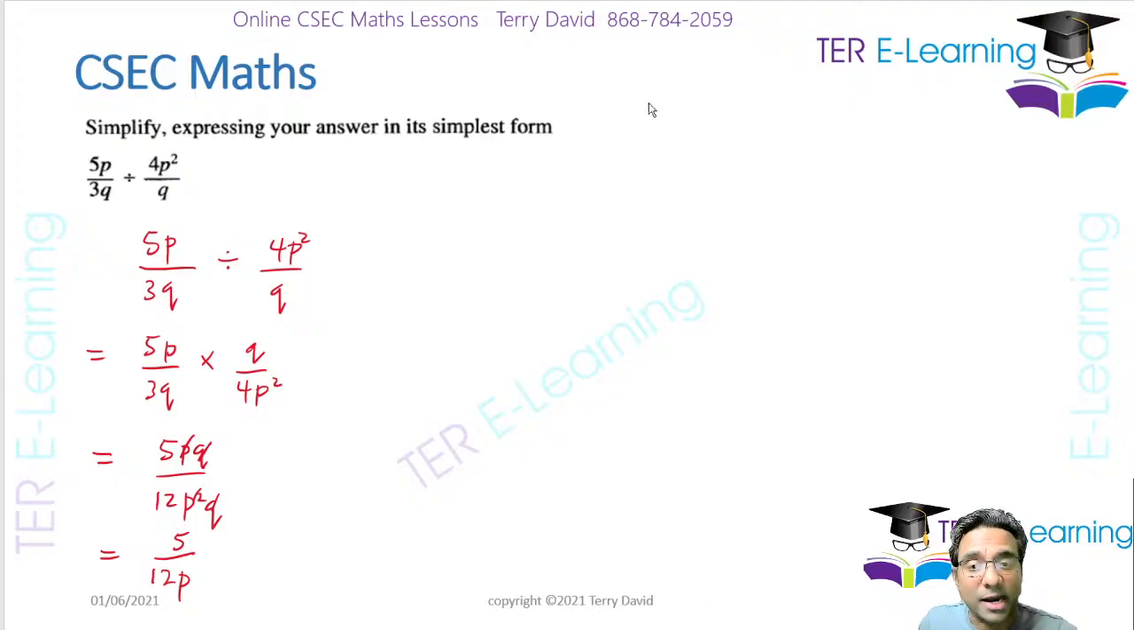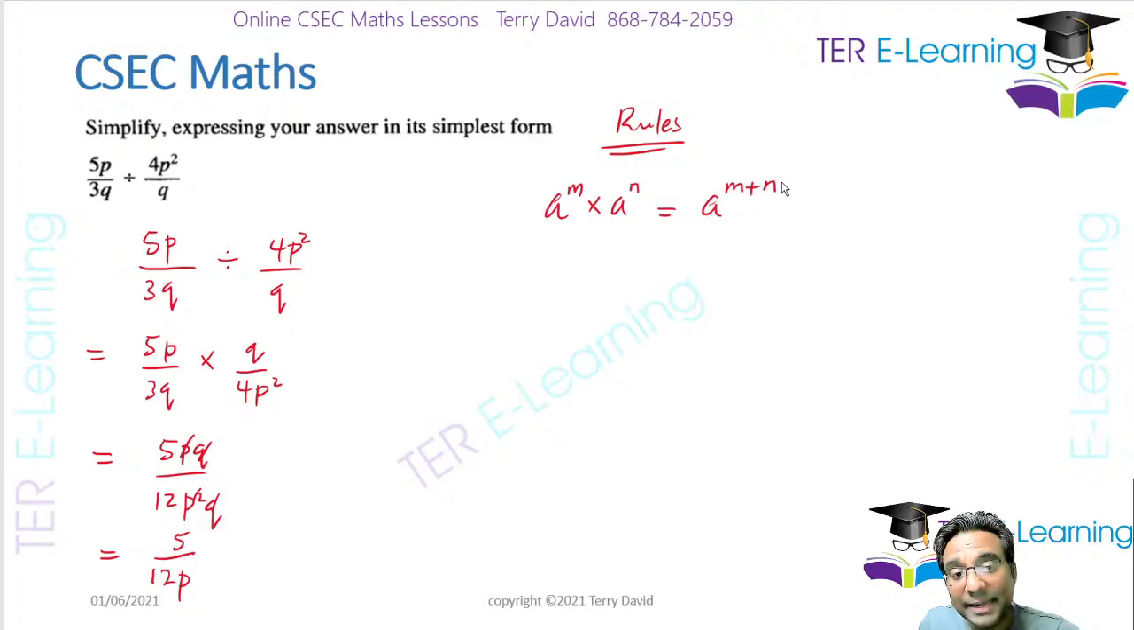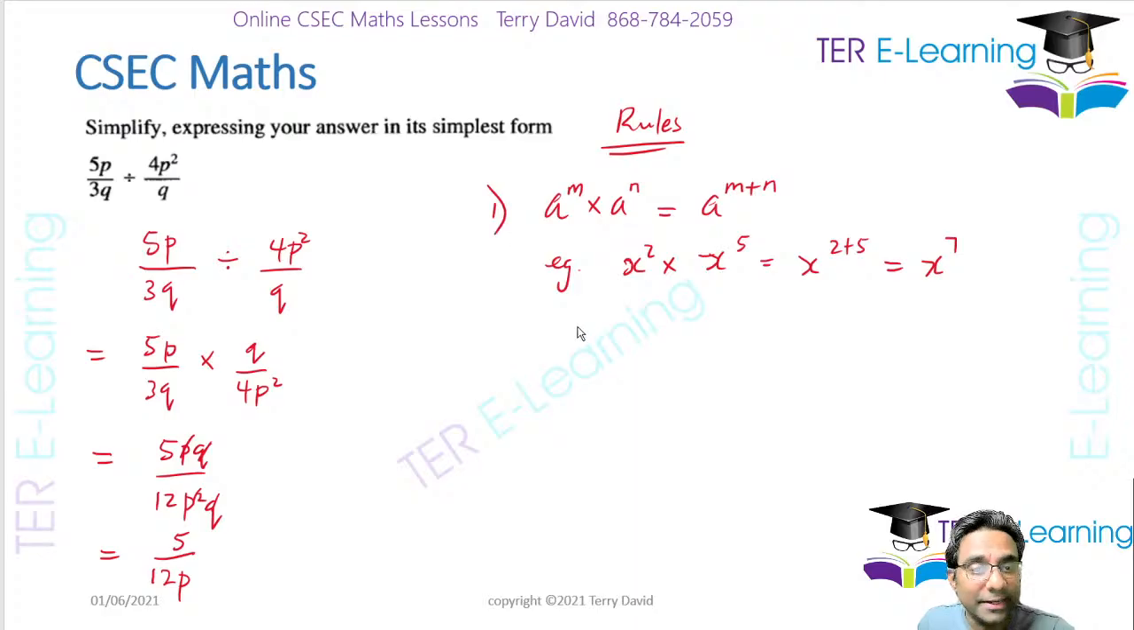Now there are some rules for indices that you guys need to learn off. So make sure you know what the rules are. If you check, I have a video concerning these things. So the first rule is if I'm multiplying, a to the power m multiplied by a to the power n is going to be equal to a to the power m plus n. What that means is that if I have something like x squared multiplied by x to the power 5, you're going to have to add the indices. So this is going to be 2 plus 5, so this is going to be equal to x to the power 7.